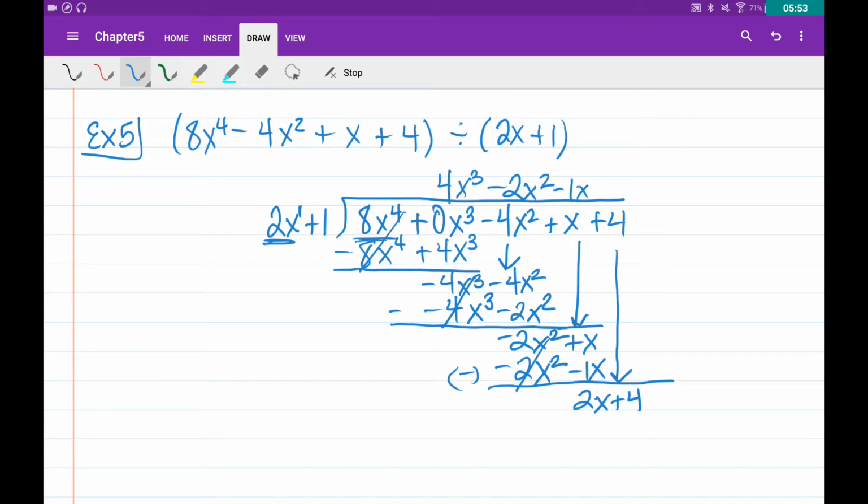So now I ask myself, what times 2x gives me 2x? Well, 1. So 1 times 2x is 2x. 1 times 1 is 1. Subtract, 2x minus 2x, that cancels. 4 minus 1 is 3. So this time we have a remainder. Now we have to account for the remainder. So what you do is you put plus, put the remainder on the top of the fraction, and whatever you divided by, in this case 2x plus 1, in the denominator.